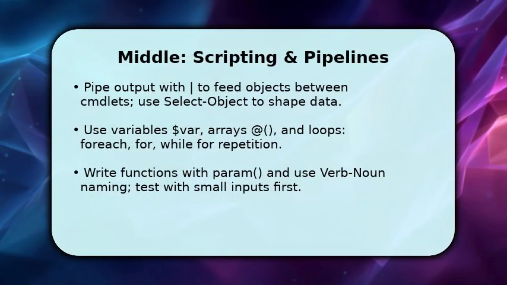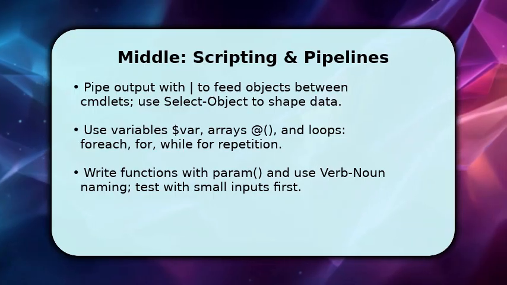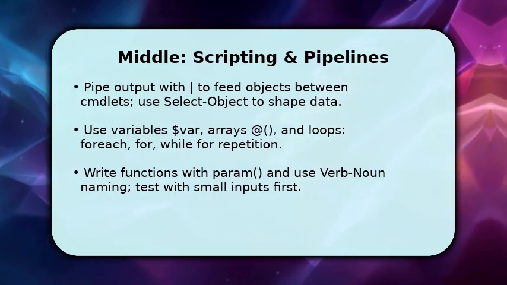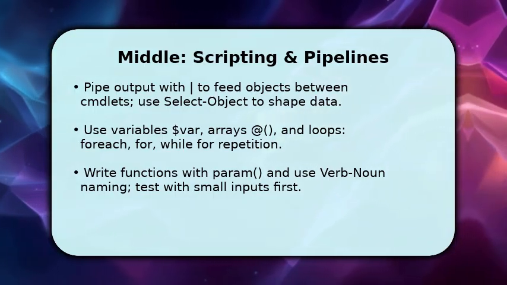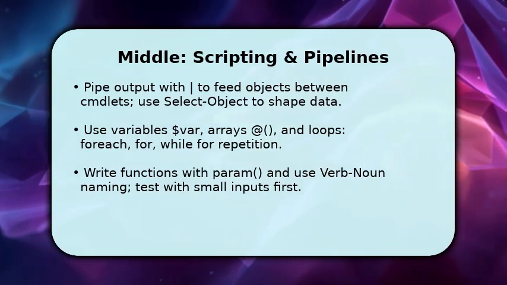Once you can run single commands, build pipelines. Use the pipe operator to pass objects from one cmdlet to the next, and apply Select-Object or Where-Object to filter and shape results. You will store results in variables like $list and manipulate arrays with @.